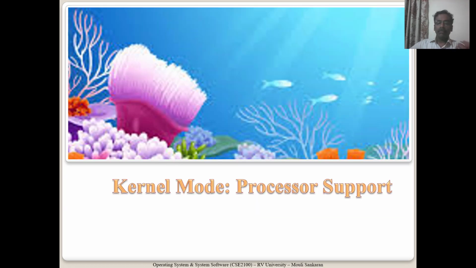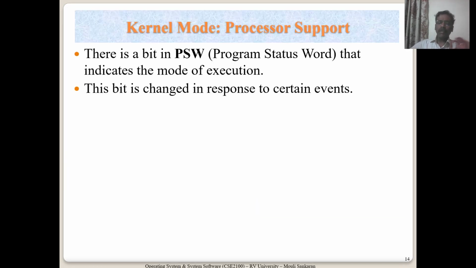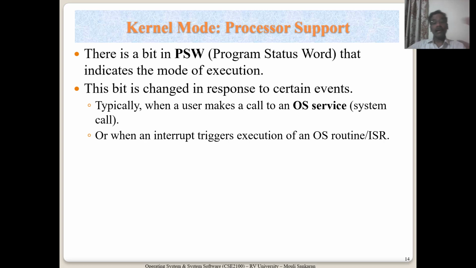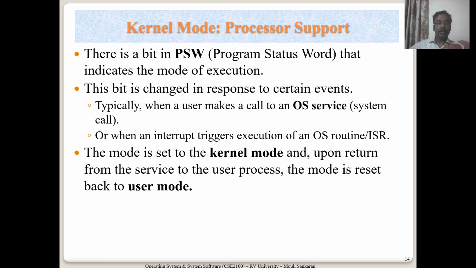So how is the kernel mode supported by the processor? I will quickly go through it. It's important. You need to understand it, but not at the deeper level of how exactly a processor does it. There are special bits reserved for that. I'm not talking about any particular processor here. This bit is changed in response to certain events. When an OS service is called, it can get into kernel mode. Or when an interrupt is triggered, the OS routine and ISR is called, and then it gets into kernel mode. So the mode is set to kernel mode, and upon return you need to make sure it comes back to user mode. That is the responsibility of the kernel software, the device drivers or the interrupt service routines.